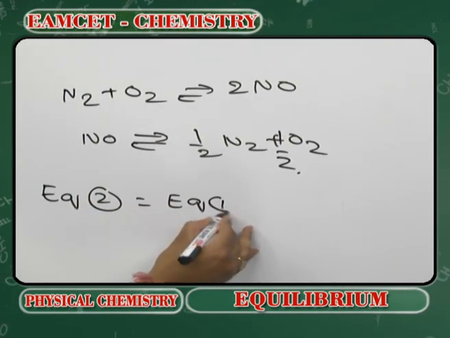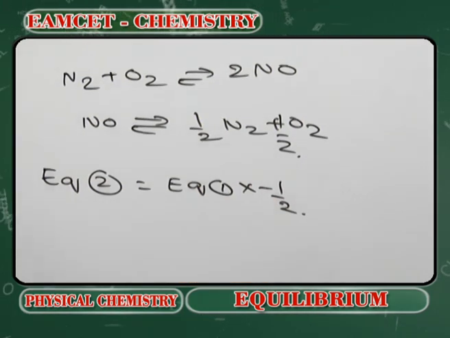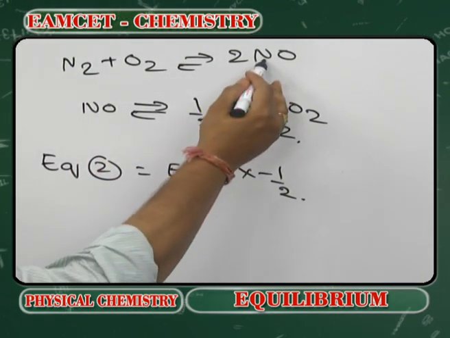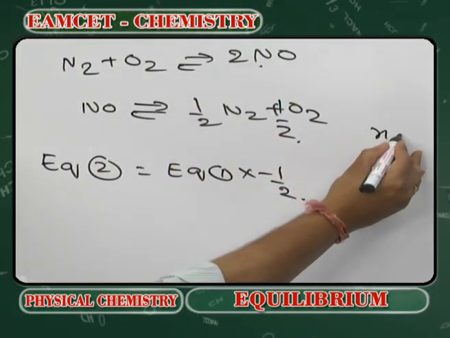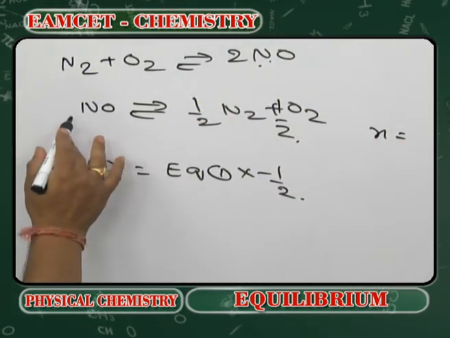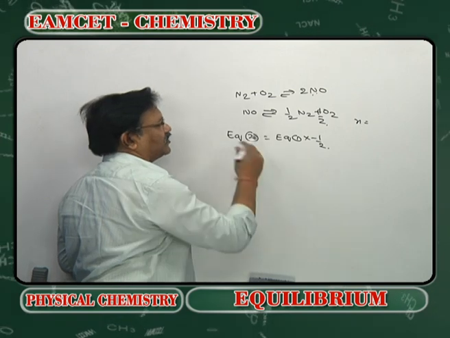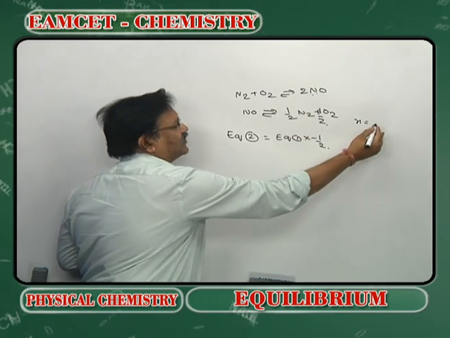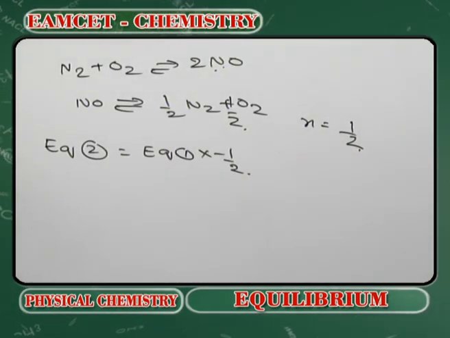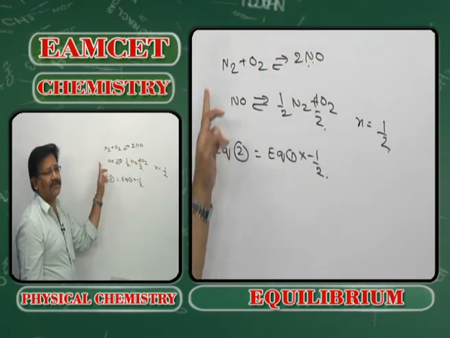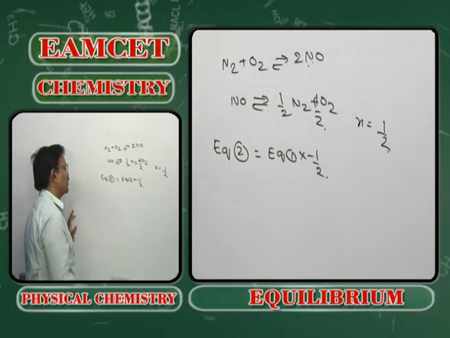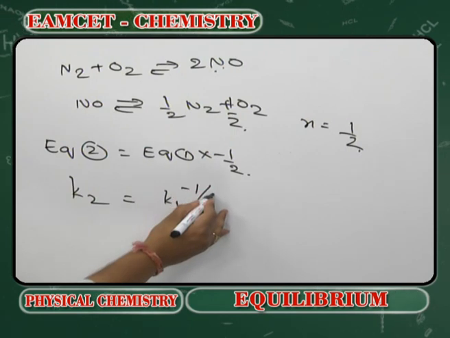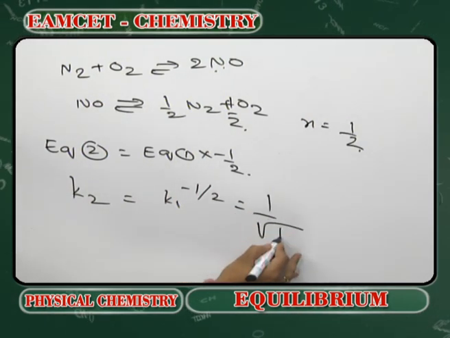equation 1 multiplied by minus 1/2. How did I get that? Coefficient of NO in the second equation by coefficient of NO in the first equation, that is 1 by 2. Why has it taken a negative sign? Because NO happens to be on the opposite sides. So K2 will be equal to K1 to the power of minus 1 by 2, that is 1 by root K1.